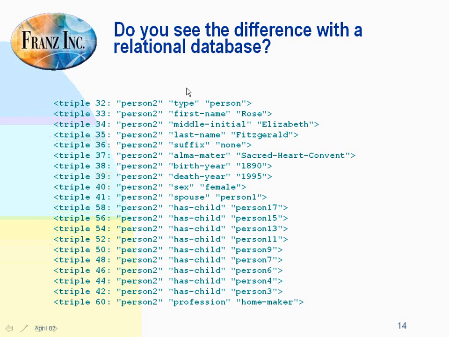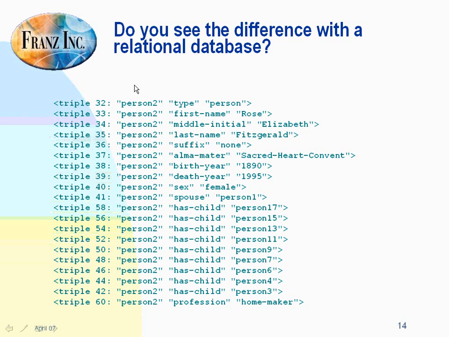Now, what you don't see in here, but one of the points I want to make, is people could have gone to multiple schools. People could have multiple spouses. People have multiple children. People could have multiple professions. So in a triple store, you don't have the indirection of relational databases, but you can just directly represent all the one-to-many relationships, or many-to-many relationships.